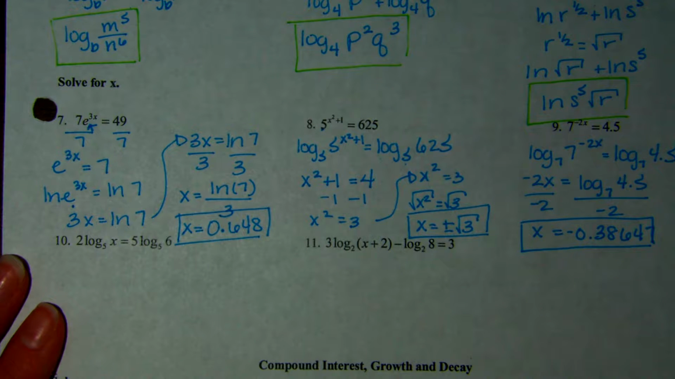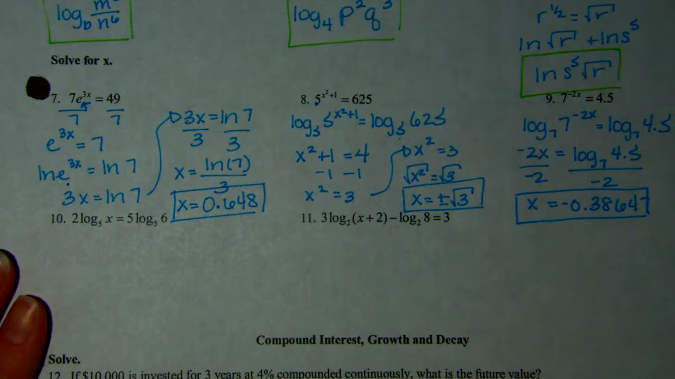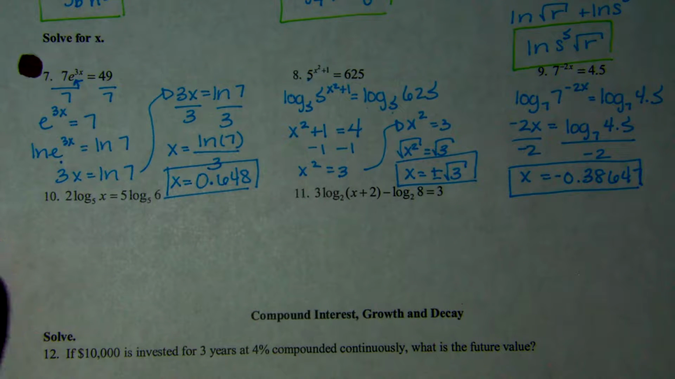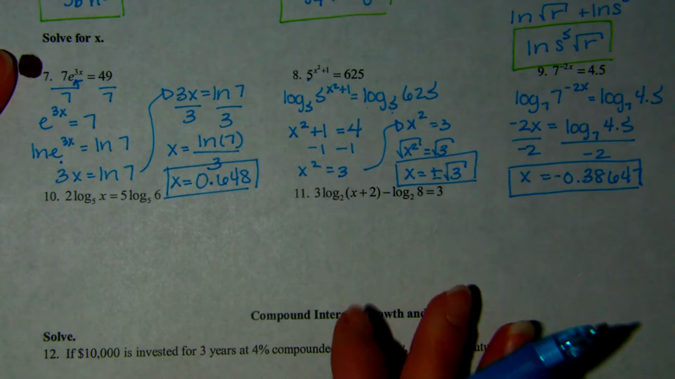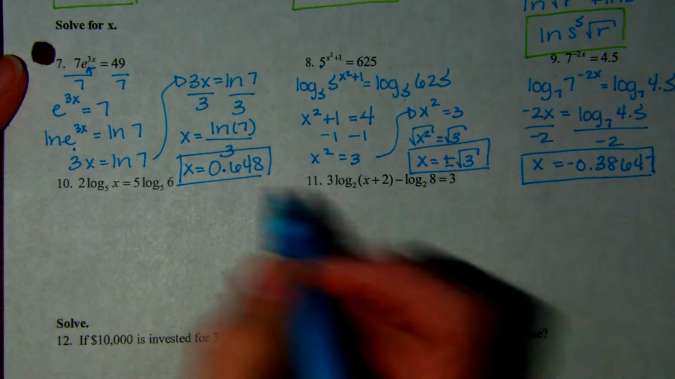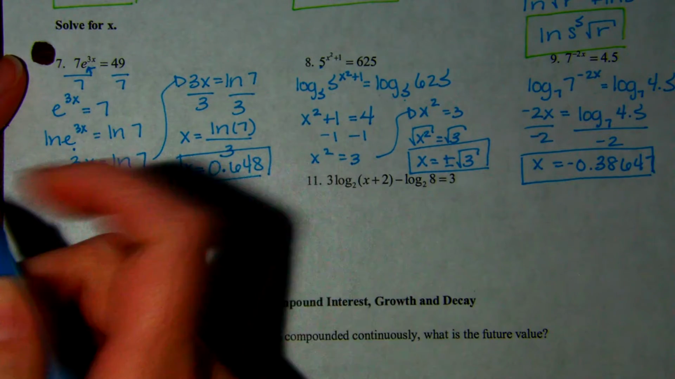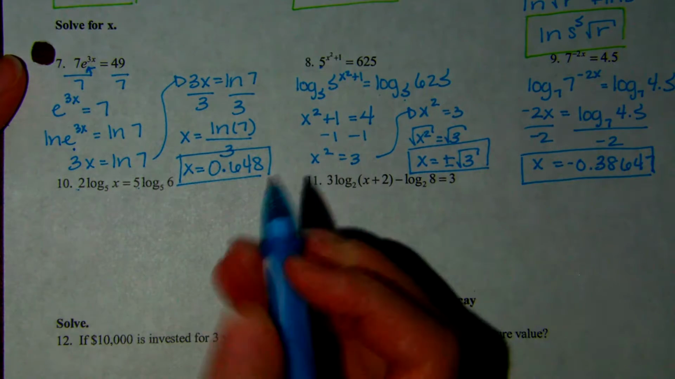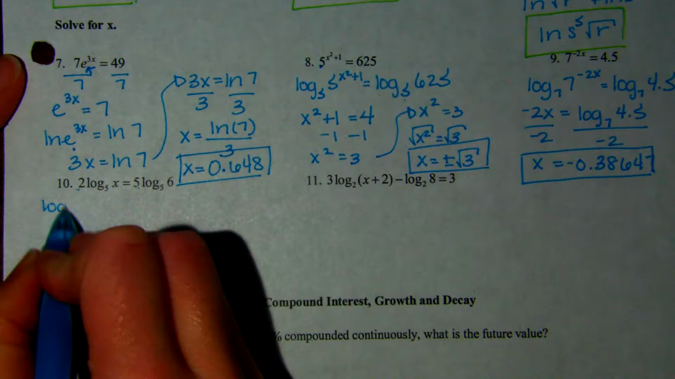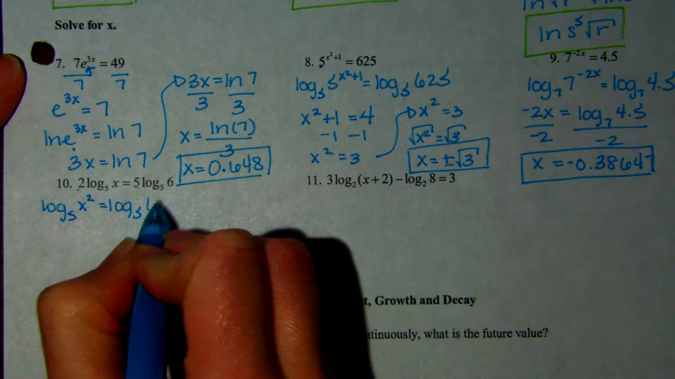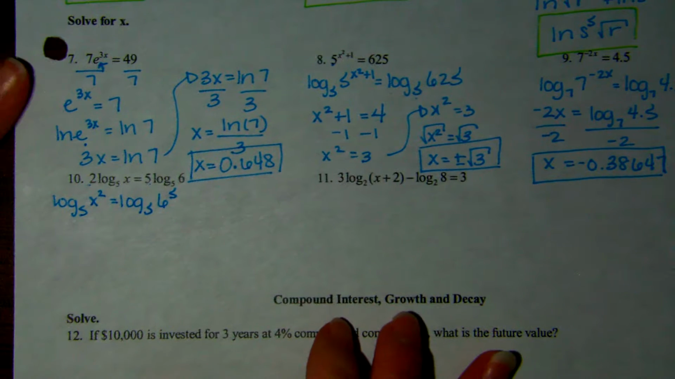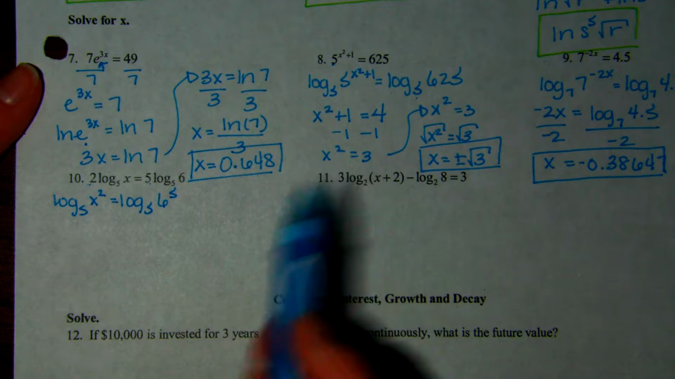All right, for 10 and 11, we are solving log equations, so we're going to have to use exponents to do that. And so the first thing you want to do is make sure the logs are completely alone. I've got a 2 here and a 5 here. How do I make sure the logs are completely alone? The answer is that you put the 2 and the 5 back up on the terms inside the log as exponents. So this is log base 5 of x squared is equal to log base 5 of 6 to the 5th power. You don't have to know 6 to the 5th power. We have a calculator for that.